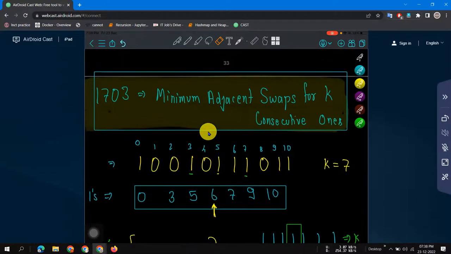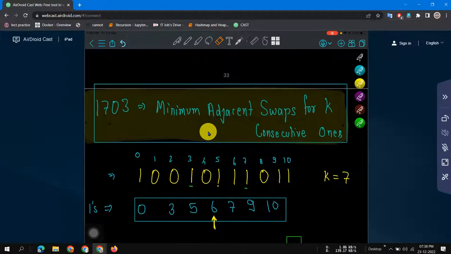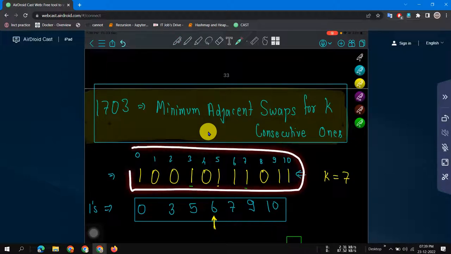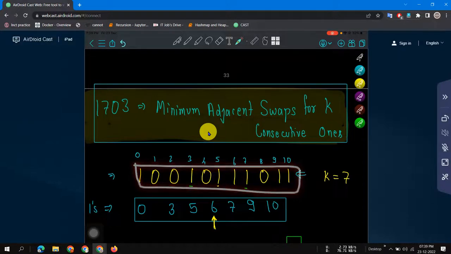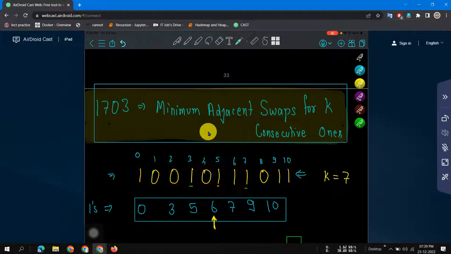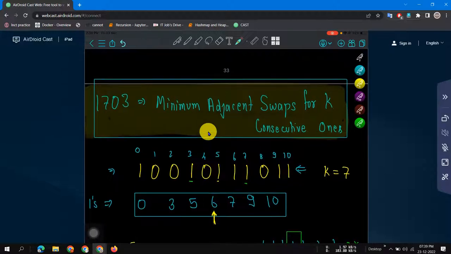So without wasting any time, let's see what we have to do here. This is problem number 1703, and we have taken an example. In fact, when I solved this problem, this was the example where my solution was getting stuck, so that's why I took this example. When I was solving, I tried other algorithms and other approaches, but they didn't work out. So I tried this one and it ran successfully.